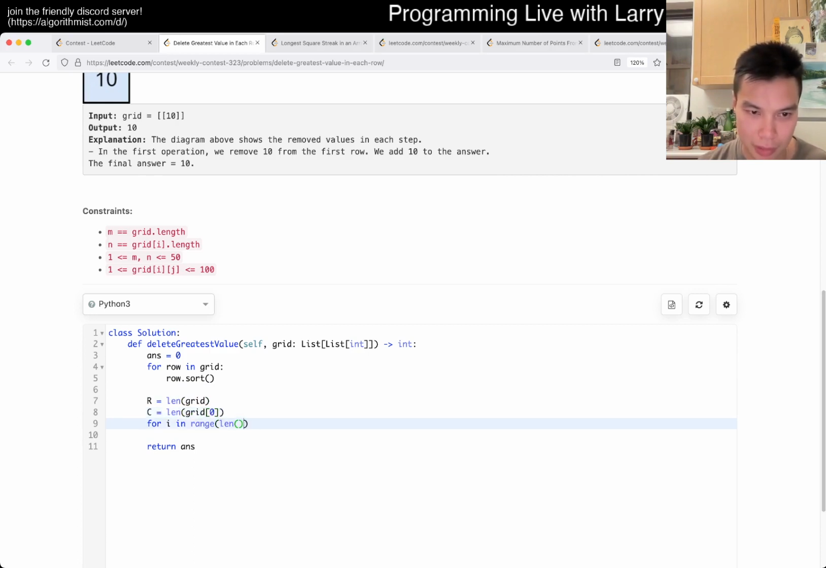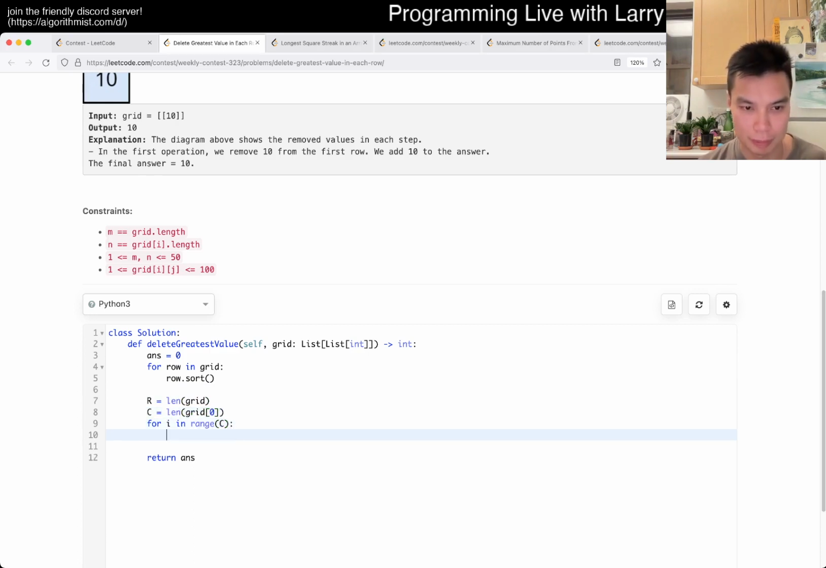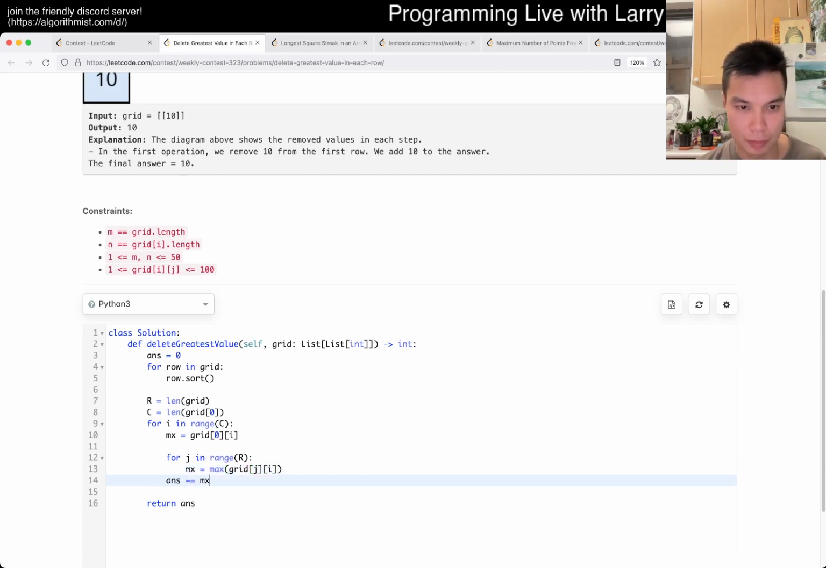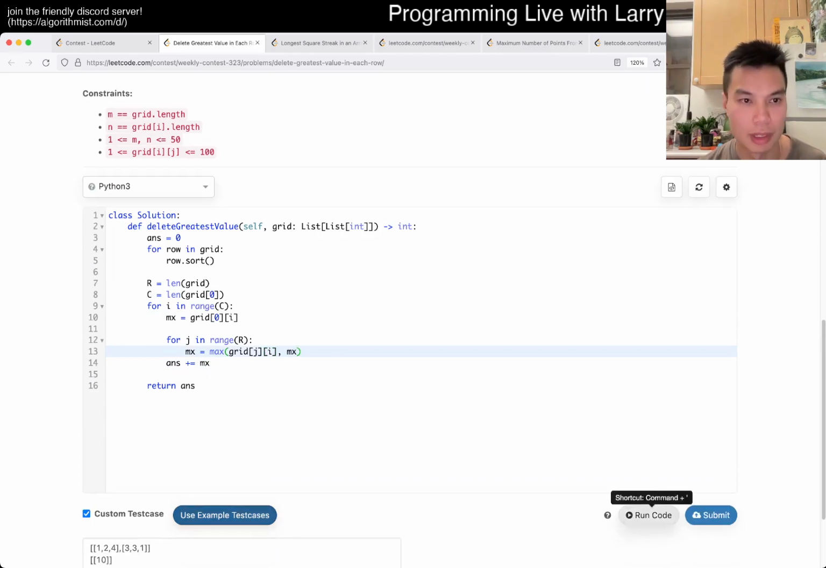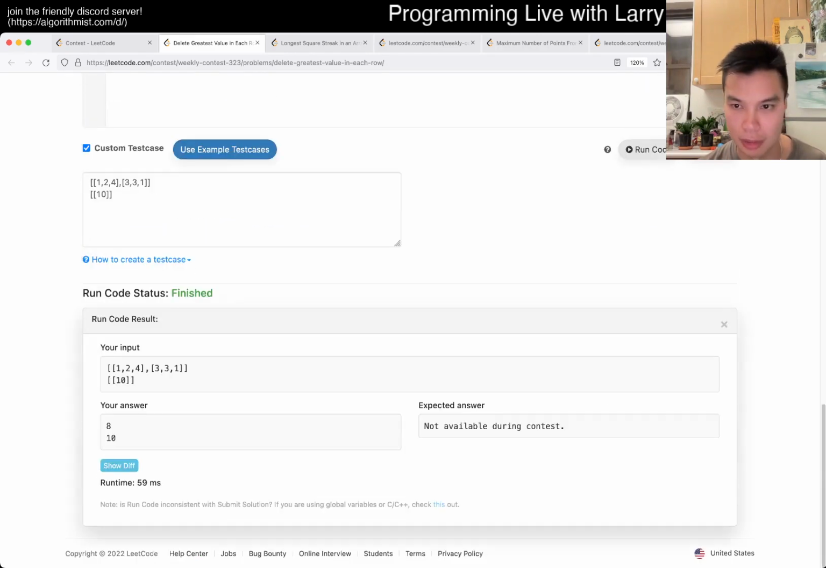I still kind of want to write it out. So what is it? 8 and 10.